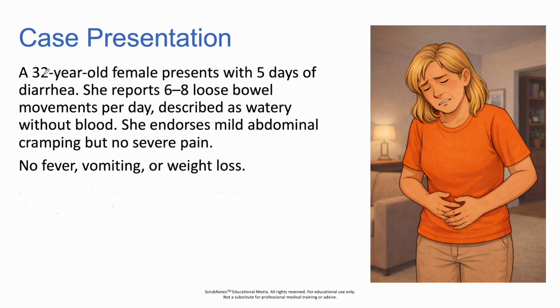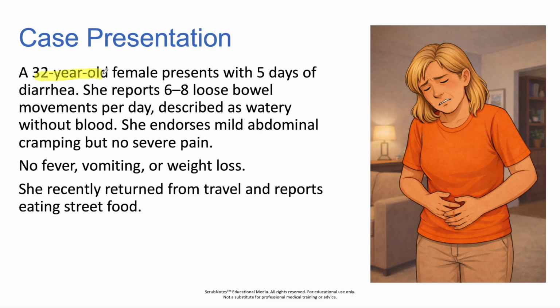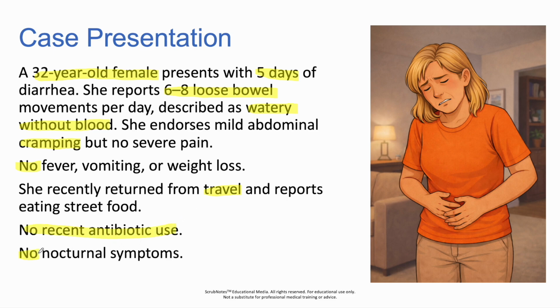how our case presents. We have a 32-year-old female with 5 days of diarrhea. She reports 6 to 8 loose bowel movements per day, described as watery but no blood. She endorses mild abdominal cramping but no severe pain. She denies fever, vomiting, or unintentional weight loss. She did recently return from travel and reports eating some street food. There's no recent antibiotic use, and she doesn't have any nocturnal symptoms.